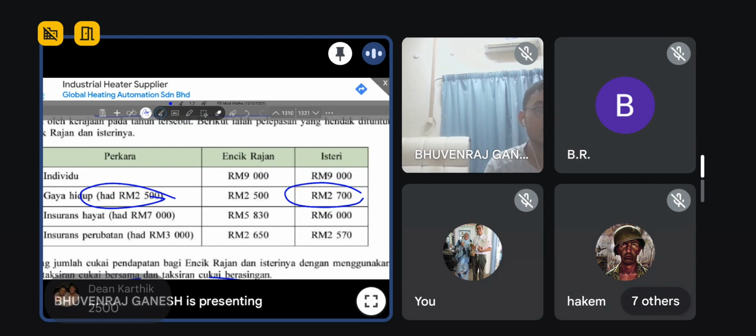Mana kita kena tolak? 2.5 or 2.7? Yes, you must minus the 2.5, because follow the heart. Make sure you look at the heart. Okay, then you will be correct already. Okay, other case is all right.